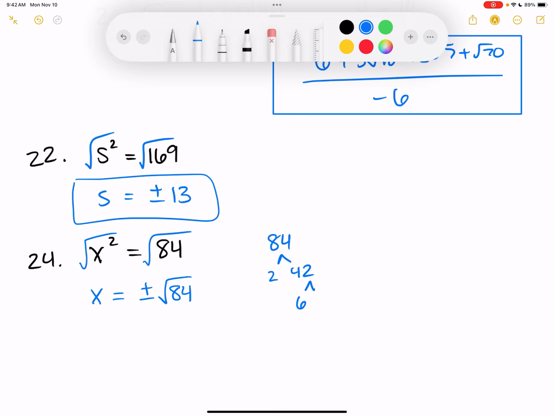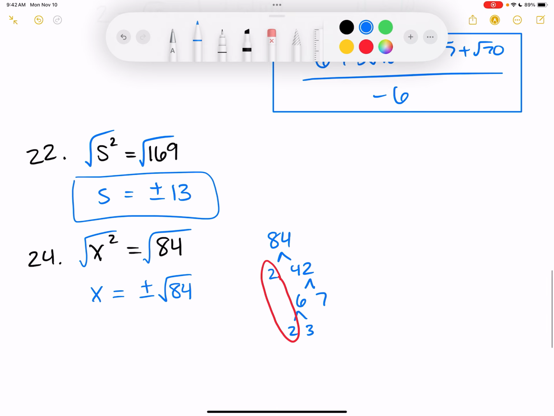And then 6 breaks into 2 and 3. Or you could have done 2 and 21 and avoided the whole awkward situation, but it's fine. 3 and 4. All right, so I can take out a 2, and then I have a 3 and a 7 left. So this is going to be plus or minus 2 root 21.